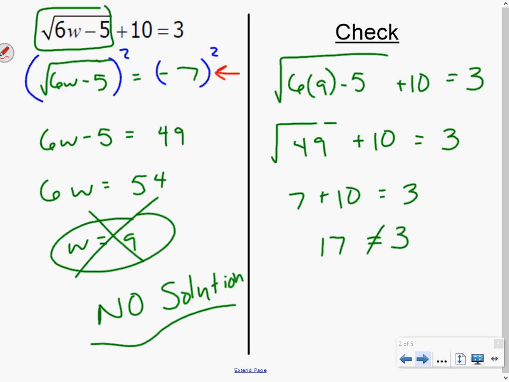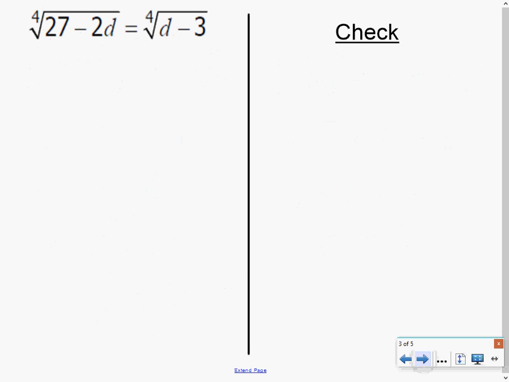Okay, remember, we can cube root numbers and get negatives. That's totally fine. We can't with square roots, so you've just got to be careful and pay attention to what kind of root you're taking. All right, let's look at another one.